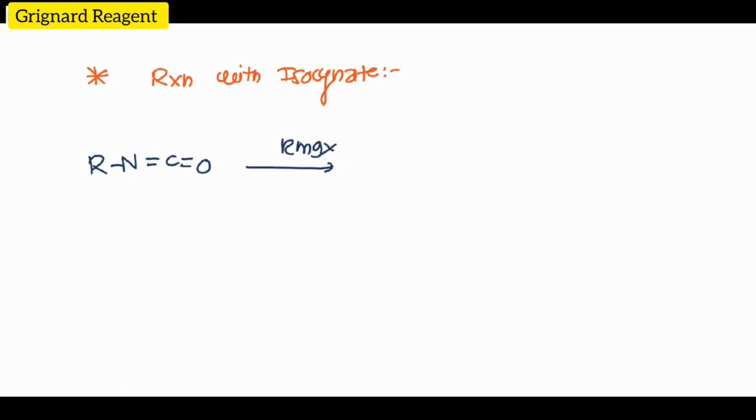Now the next example is the reaction with isocyanate. What is an isocyanate? Isocyanates are nothing but R-N=C=O. When this compound reacts with RMgX, what happens? This R is going to attack the carbon, and the more electronegative atom, oxygen, will take the electron. So here this will be R-N=C, this will be O negative, and this is R.